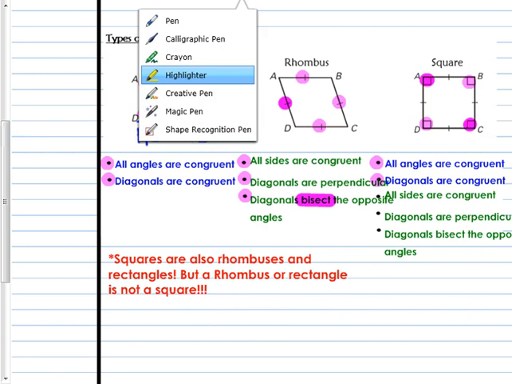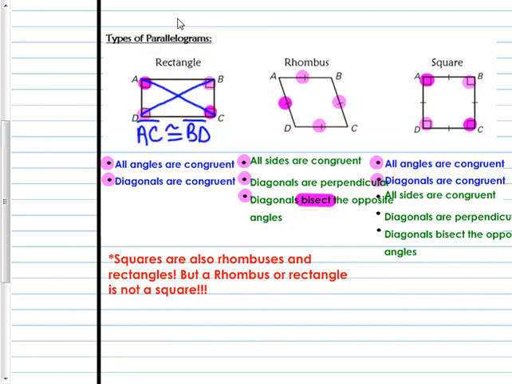Okay? So when we have these diagonals, these diagonals form 90-degree angles. Okay, that's what that means. Diagonals are perpendicular. And then the diagonals bisect the opposite angles. It means it cuts each angle in half. So this angle is now congruent to that angle. Okay? So you can see that a rhombus has its own three special properties.